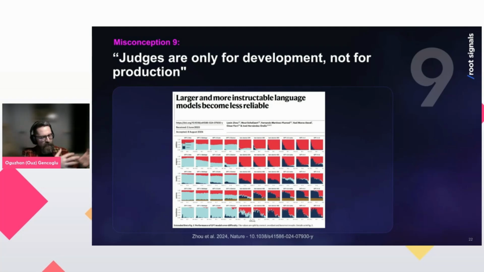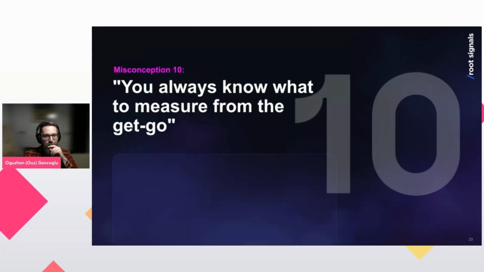Hey, for these kinds of tasks, I can just rely on it. It just works all the time. You cannot do that. So bigger models are less reliable. More powerful models are less reliable. This is quite counterintuitive, and many practitioners or even researchers deeply versed in AI do not actually know this.